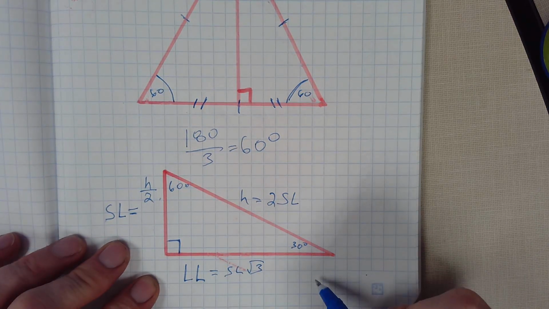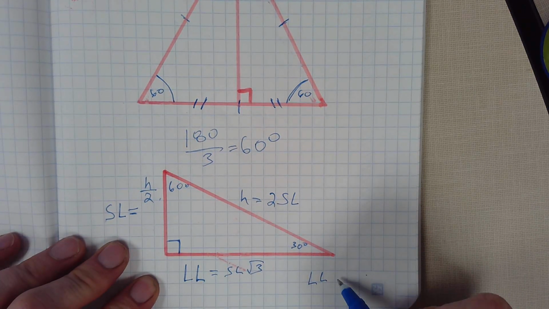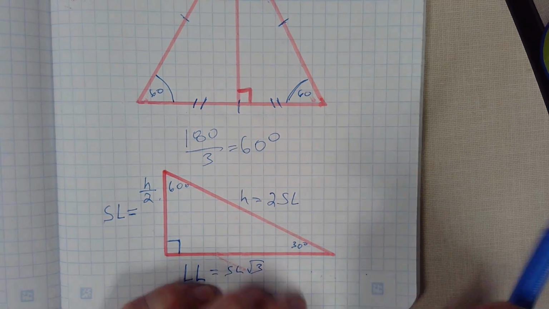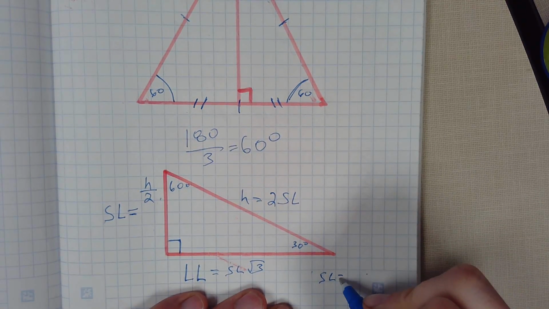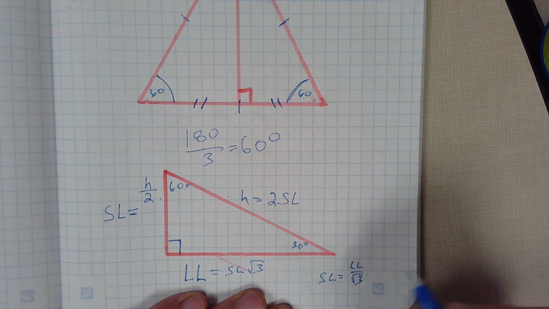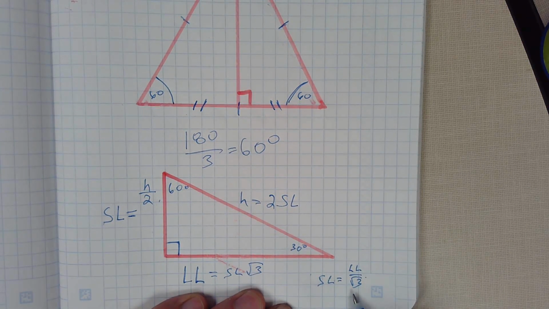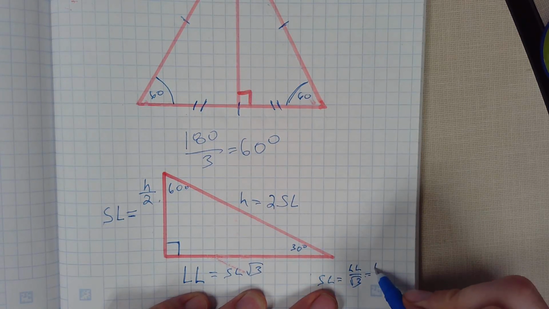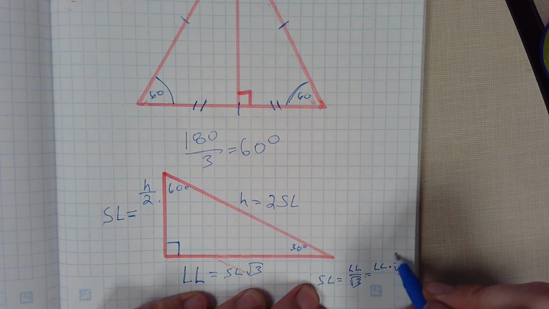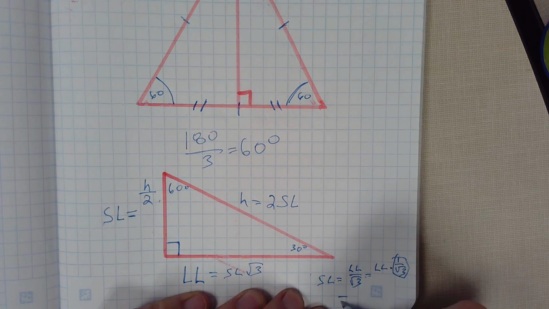If I want to figure out the short leg from the long leg, I'm sorry, if I know the long leg, I can figure out the short leg by taking the long leg and dividing it by the square root of 3. Well, that's tough to do. So this equals the long leg times 1 over square root of 3. It's mathematically the same. This is equal to square root of 3 over 3.